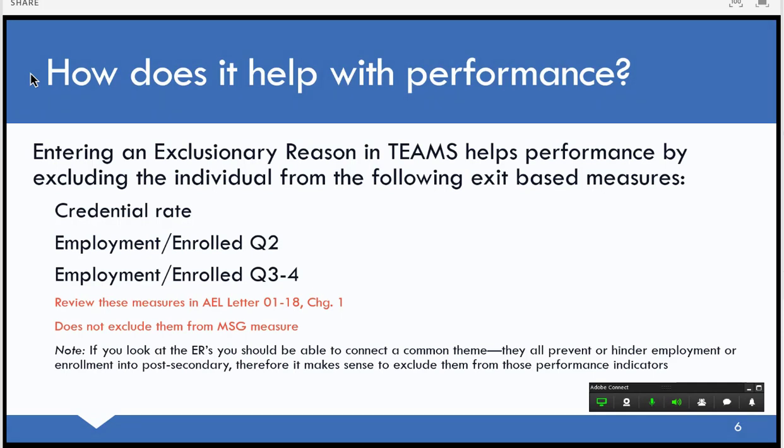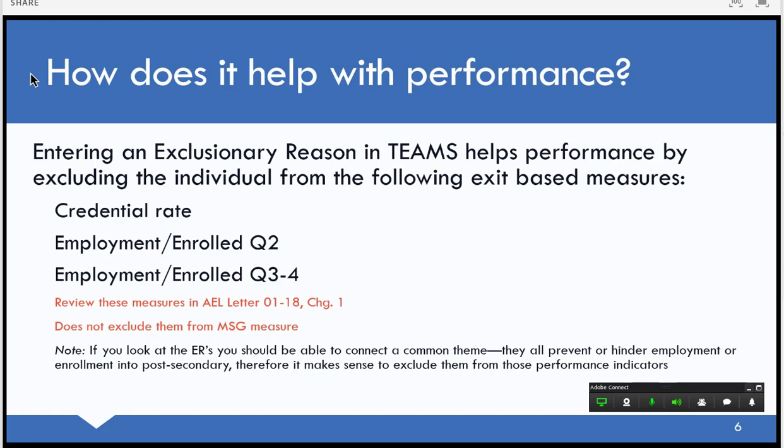So you have 3 exit-based performance measures. Every single exiter in our program falls into 2 of these measures, which is the employment enrolled quarter 2 and the employment enrolled quarter 3 and 4. Some individuals, if they meet the qualifications, may fall into the credential rate as well. But everybody falls into your employment enrolled measure.